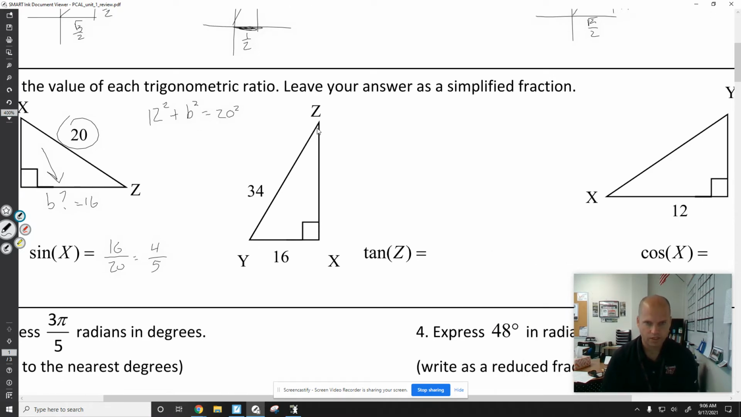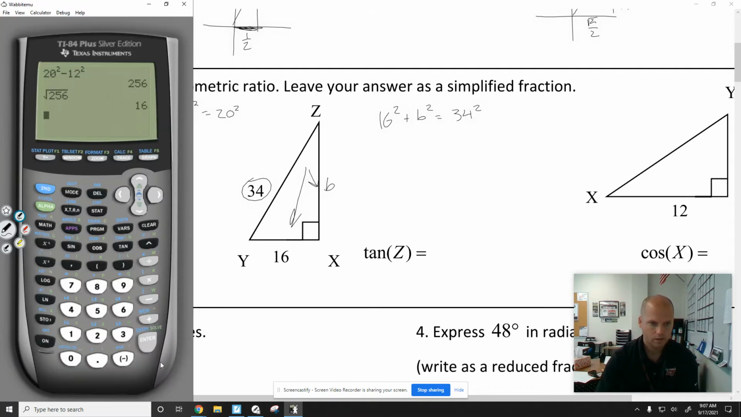Tangent of z, here's z, here's the hypotenuse. This would be opposite, this would be adjacent to z. So we got to find this. I'll call this b as well. Again, use the Pythagorean theorem. A squared plus b squared equals c squared. C squared always is the hypotenuse. So use our calculator. 34 squared minus 16 squared. And then we'll square root that.